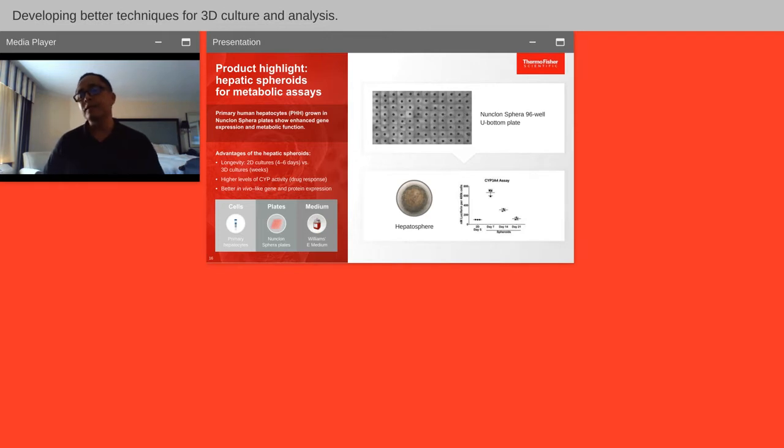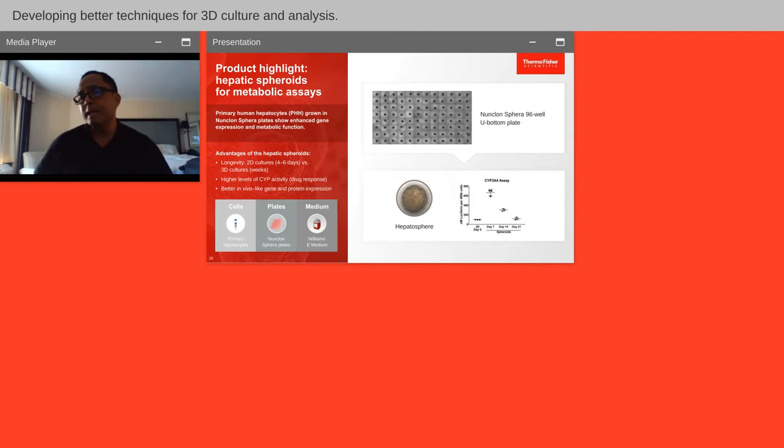Utilizing hepatic spheroids versus 2D has, I think, definite advantages. Your cells are in culture longer, going from just days to a matter of weeks. Higher level of CYP activity to measure drug response, but also better gene and protein expression. So within the kit, it has everything that you need to create your model: your cell source, the primary hepatocytes, the plates to create the spheroids, the Nucleon Sphera plates, as well as the media required for growth and development.